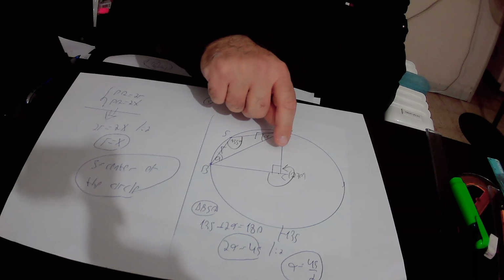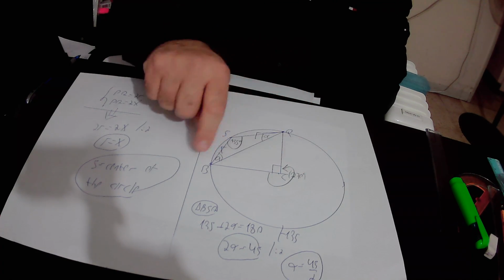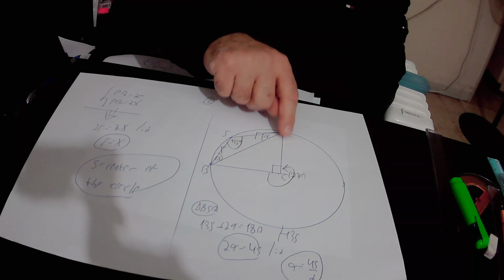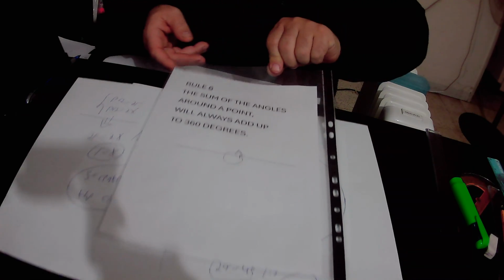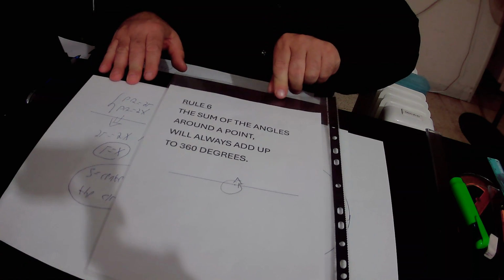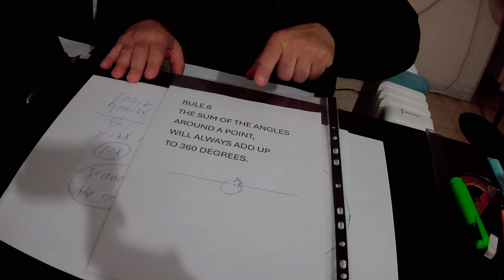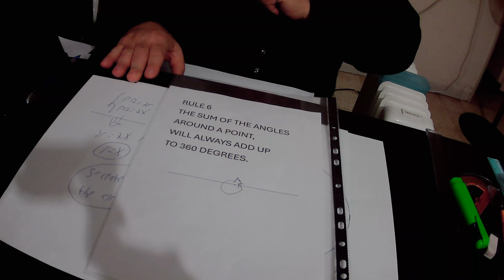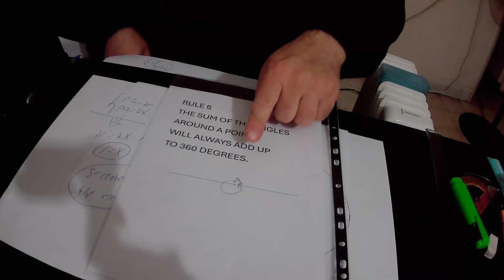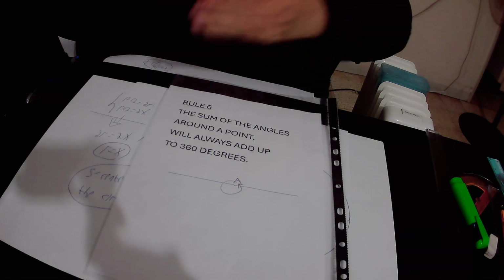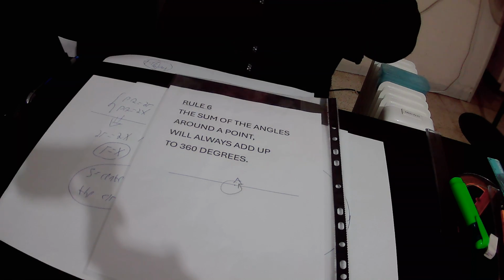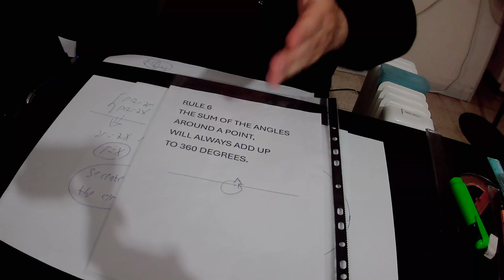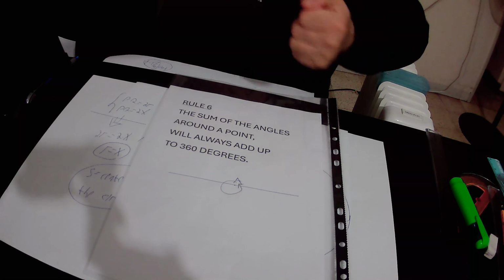So what is the size of the central angle QCB? We find out the size of this central angle QCB according to rule number 6. According to rule number 6, the sum of the angles around a point will always add up to 360 degrees. So in the drawing we have this point, point A. According to this rule, the sum of the angles around point A must be equal to 360 degrees.